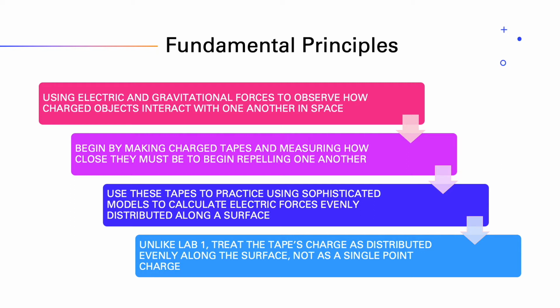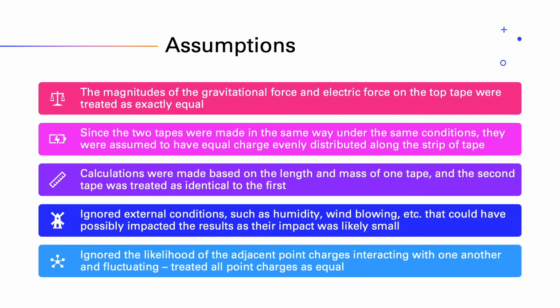We're still using electric and gravitational forces by doing an experiment with charged tapes and measuring how they interact with one another. But unlike Lab 1 in our calculations, instead of treating the tape's charge as a single point charge, we're going to treat it as distributed evenly along the surface, and our model is going to be a line of point charges. So for the assumptions, these are pretty similar as well.